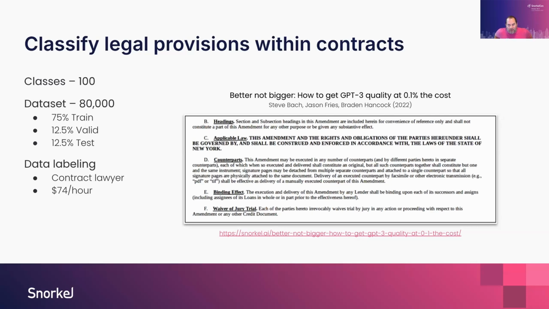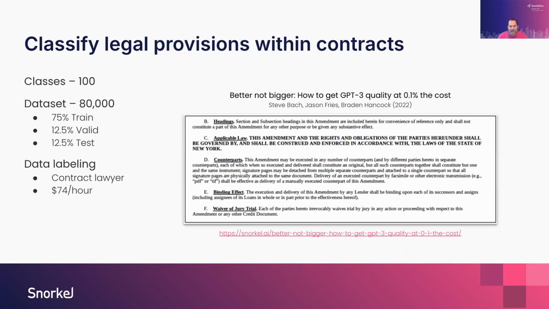I thought this was a great one to share with everyone. The idea here is there's a repository of legal contracts called LEDGAR. And the task was to essentially classify legal provisions within these contracts. So what you see on the right, B, C, D, E, F, those are provisions. And then the bold words, headings, like applicable law, those are the classifications of those contracts. In total, there were 100 different classes.